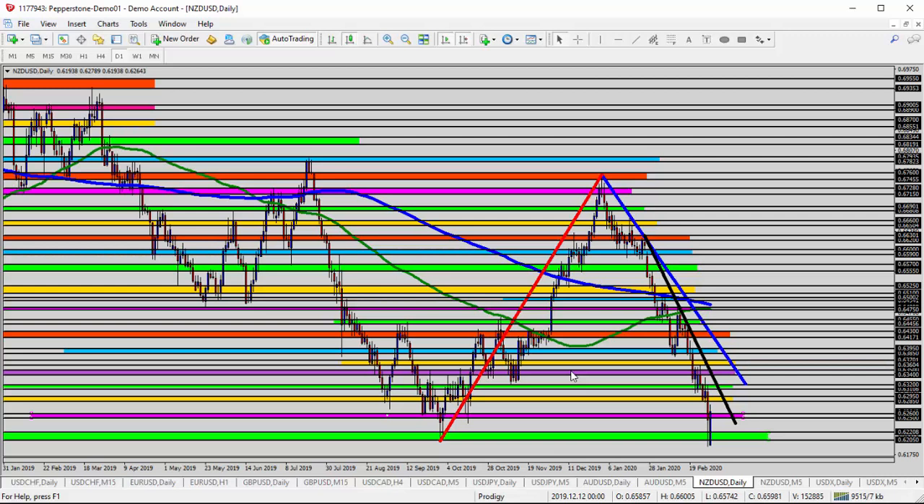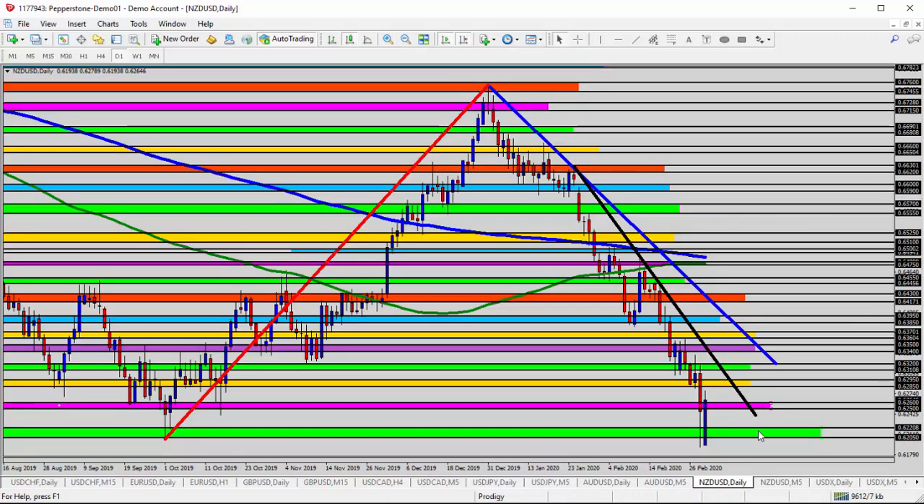Nice little inverted head and shoulders down there, at the bottom of the red trend line, and it turned the market back higher. It went all the way back up into the mid 0.67s at the top of the red trend line, capped out at resistance and began a new downtrend, now pushing all the way down into our support low. Let's zoom in one time here on the daily.